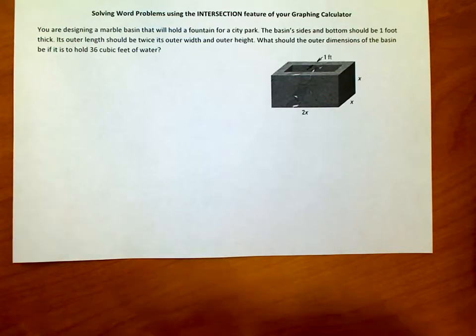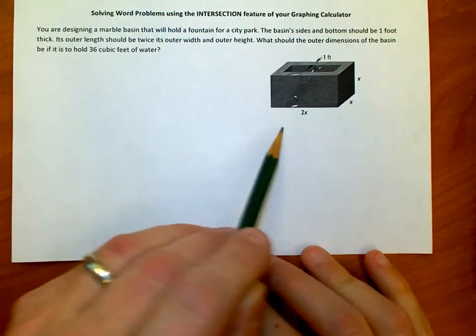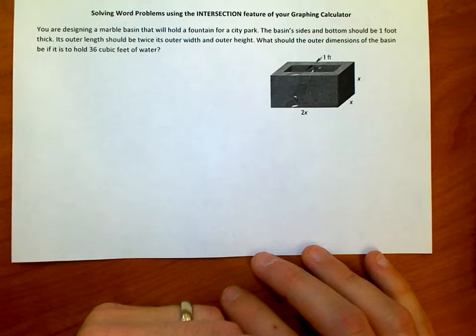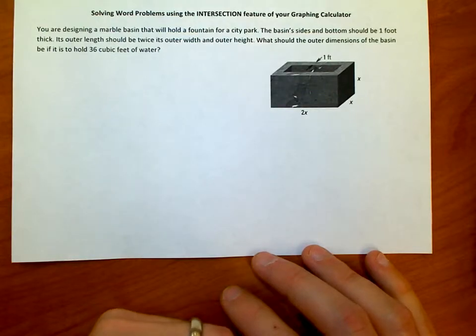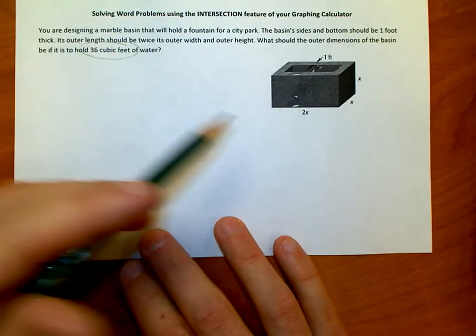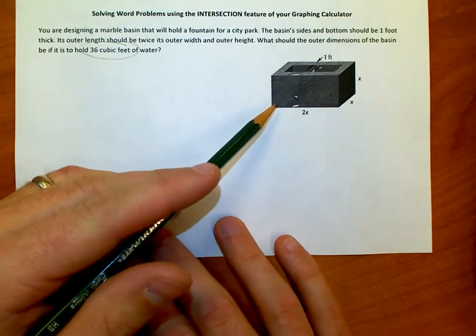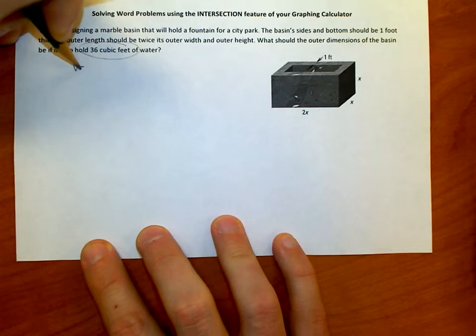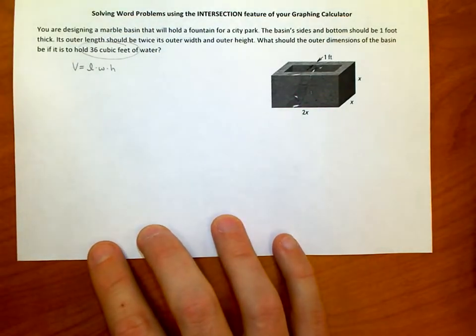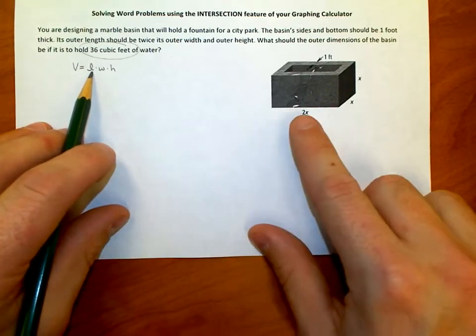7, 8. Okay. All right, so it says what should these outer dimensions be of this basin if the inside is supposed to hold 36 cubic feet of water? So really the complicated thing is this. First of all, we're dealing with volumes here, 36 cubic feet, right? And so I know if I'm working with a box shape like this, a rectangular prism, that the volume is equal to length times width times height. And that's easy enough.